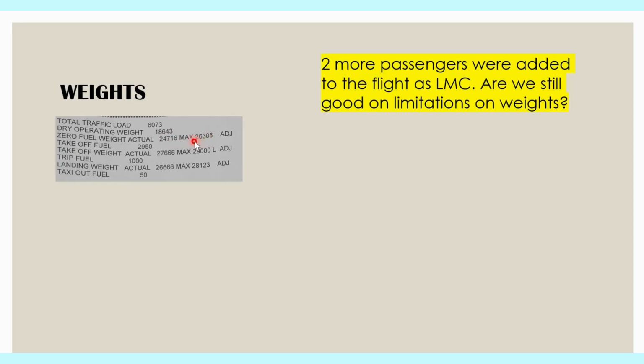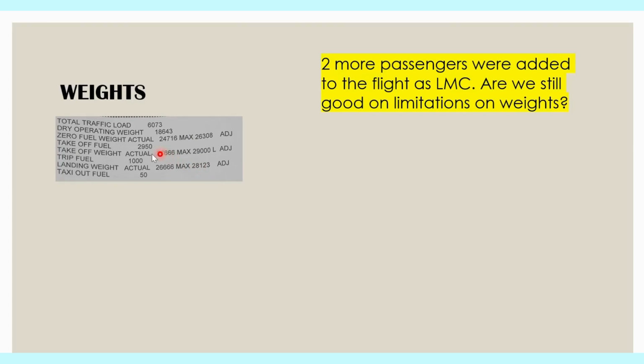Okay, and the ADJ means adjustments. If there's any adjustments, you can put them next to these lines here. The next line is takeoff fuel, and when you add the zero fuel weight to the takeoff fuel, you get the takeoff weight. Again, you can see these actuals are always less than the maximum, which means that we are good to go.